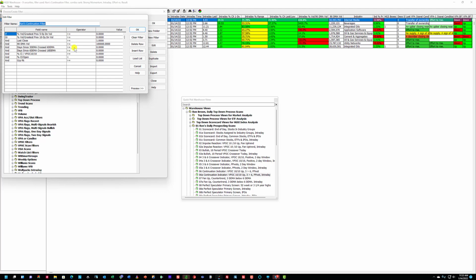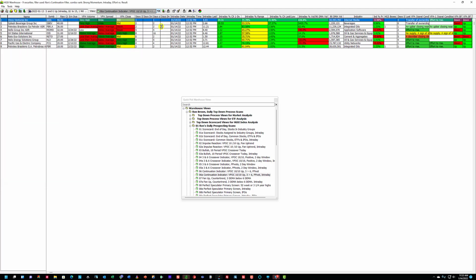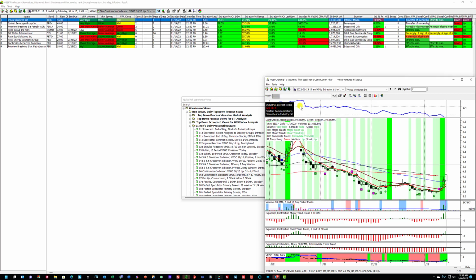The days since the 3 crossed the 6 is greater than 0. And the days since a 6 crossed the 18, and the VPOC is positive. What I'm looking for are stocks that have taken off and they are getting confirmation here. They've crossed over the 3 and the 6. The VPOC's positive, and they're getting confirmation from pocket pivots. And you can see there are 3 days of pocket pivots here.